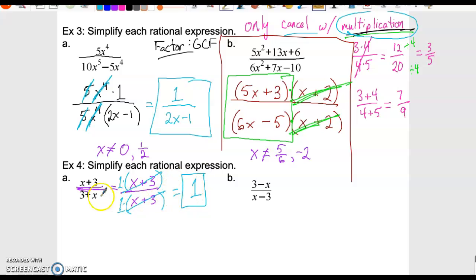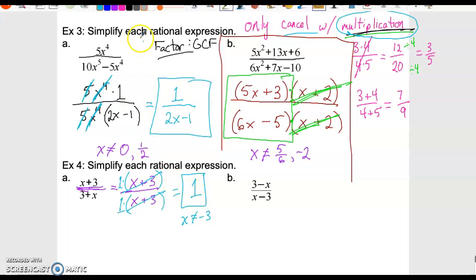So this is where there's that little caveat: this rational expression reduces to just 1 as long as x does not equal -3. Because if x equals -3, you'd have 0 divided by 0, which is not technically 1. So you have to be careful there.